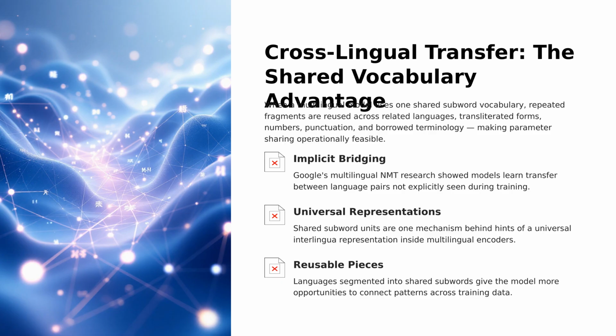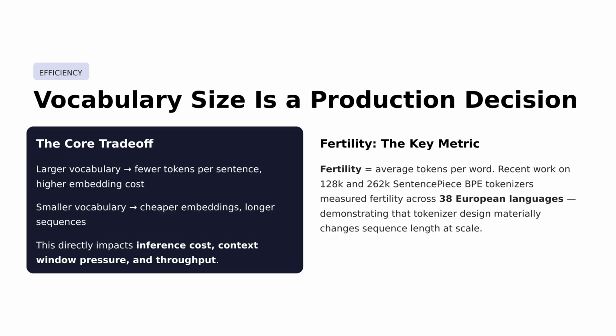A big advantage of multilingual models is the shared subword vocabulary. When related languages, transliterated words, numbers, punctuation, or borrowed terms use the same pieces, the model can reuse what it has already learned. That makes parameter sharing practical and helps transfer knowledge across languages, even between pairs it never trained on directly. Those shared pieces also support more universal internal representations, giving the model more chances to connect patterns across all its training data. Efficiency here is really a vocabulary design decision.